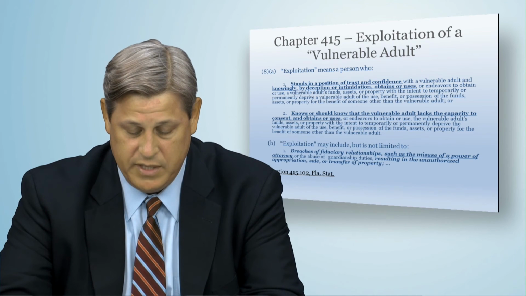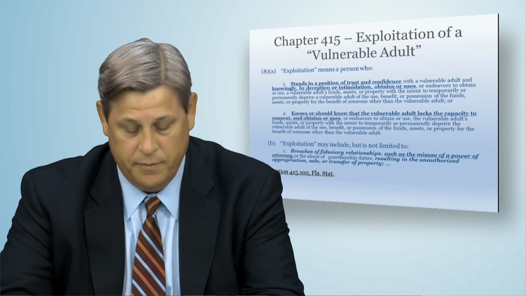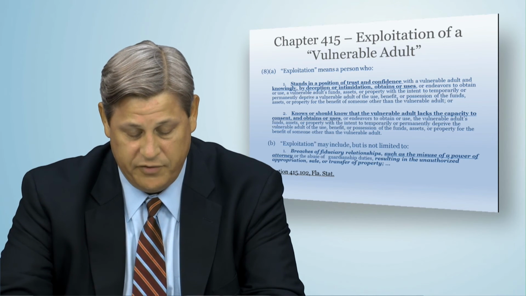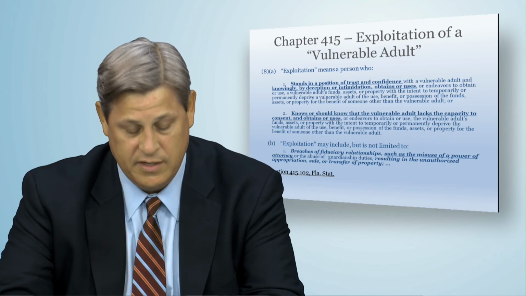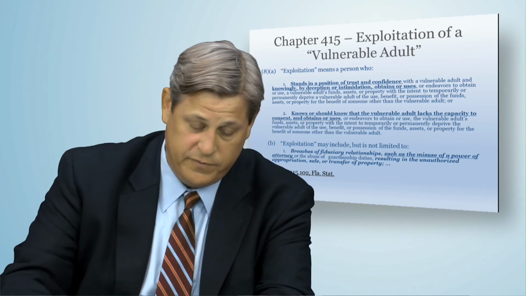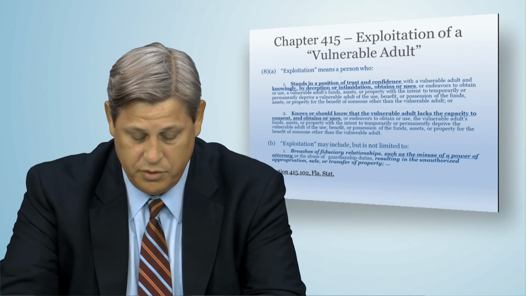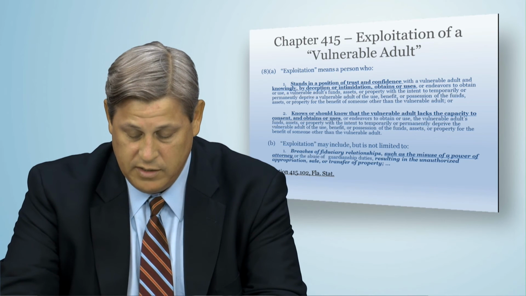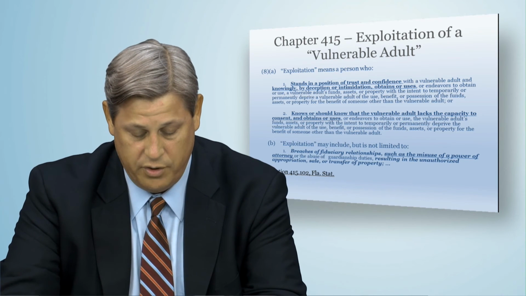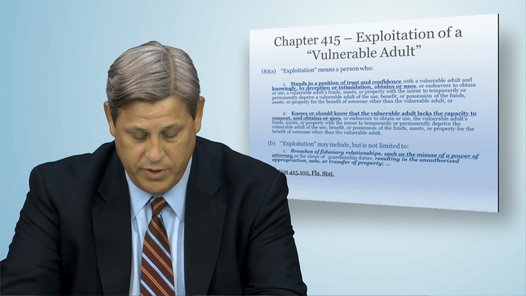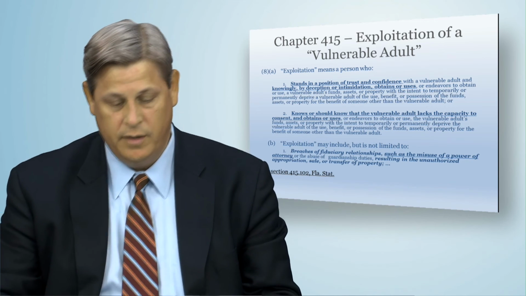knowingly, by deception or intimidation, obtains or uses the property of the vulnerable adult and uses it to their own benefit. Or that they know or should have known that the vulnerable adult lacked the capacity to consent to the use of their assets. And in doing so, they have section 8B, where it says exploitation may include, but is not limited to, breaches of fiduciary duty, such as the misuse of a power of attorney or the abuse of guardianship duties resulting in an unauthorized appropriation, sale, or transfer of property.